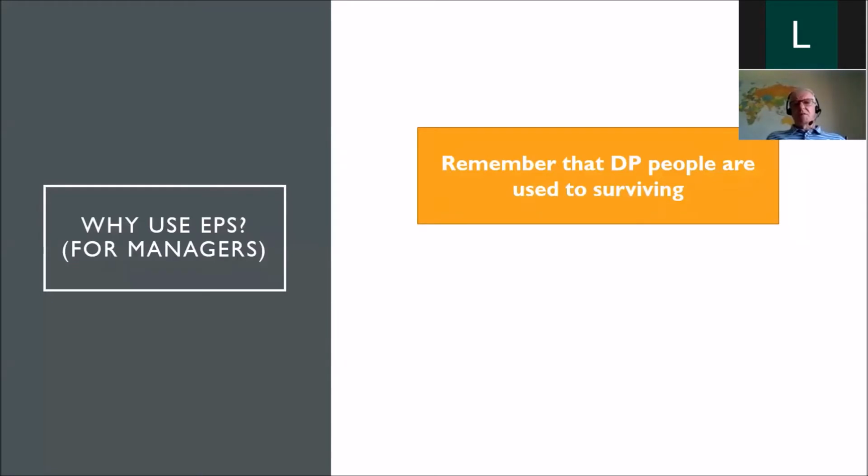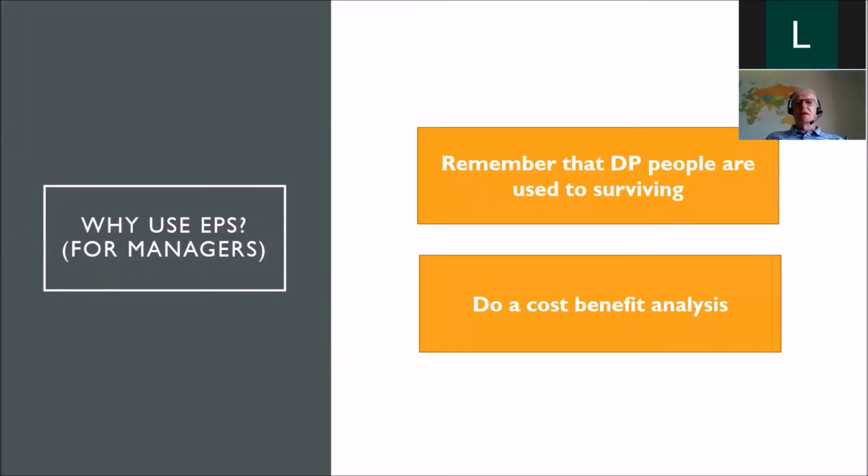Someone famous said, although it's me actually, something I wrote once, was to remember that DP people are used to surviving. People in DP are the world's best people at getting things done and working out ways to do things to survive, because what usually happens with people in DP is they're given a project to do, they're given a timetable, and they've got to deliver correct tables by that date. And they get very good at dealing with what needs to be done to survive. With EPS, it comes down to the managers and the senior staff to look at why EPS can be a benefit to them. Do a cost benefit analysis.